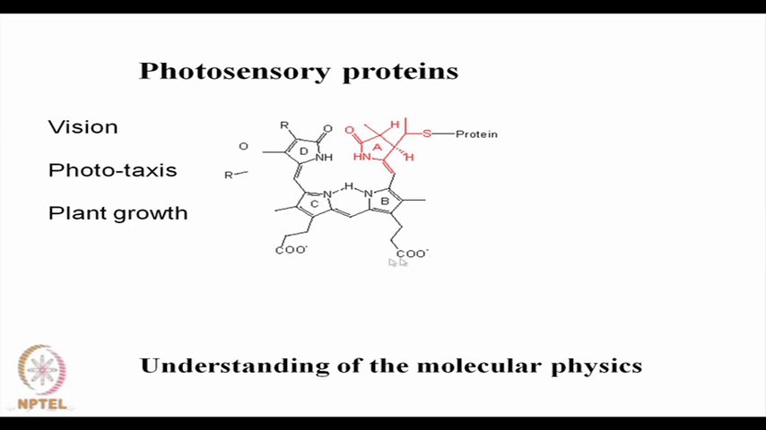I mean a domain, a part which is photosensitive, which has got photosensory property. So, understanding the molecular physics behind these phenomena like vision, phototaxis, plant growth is of immense importance. So, what is the molecule? We wanted to know the physics at the molecular level, and also the rate processes involved over there. What are the exact rate processes that are going on? What could be the mechanism of such an ultrafast process? Okay. So, this is very important.